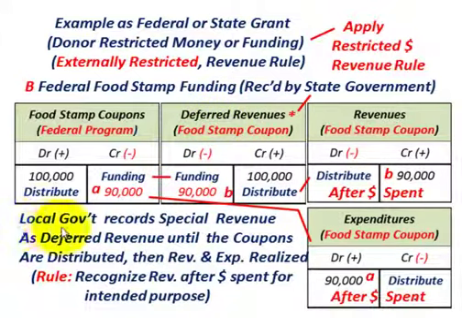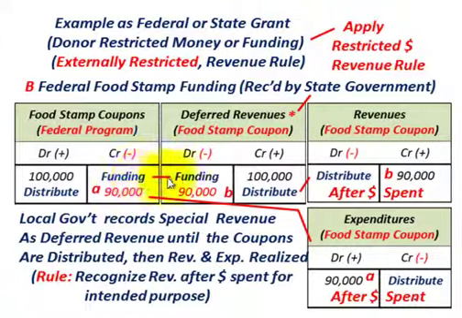Okay, so let's look at the case here, our example here. A local government records some special revenue here as deferred revenue until, and we're going to be looking at food stamp coupons in this example. And food stamp coupons are distributed to recipients in the local government or governmental unit here for buying food. So it's really going to be a federal grant here and it's administered through the state.